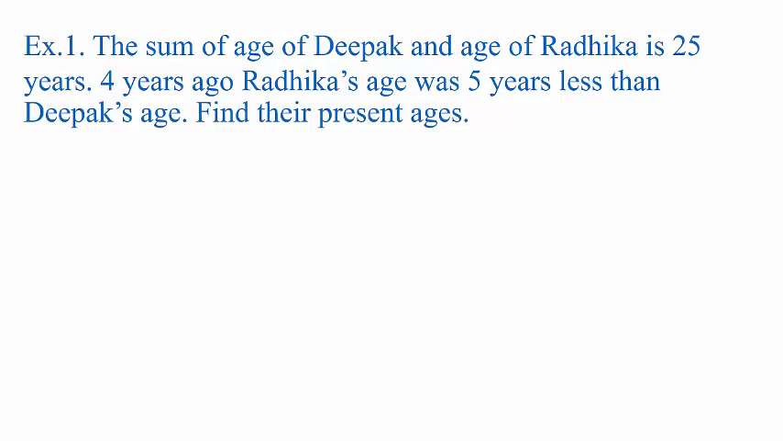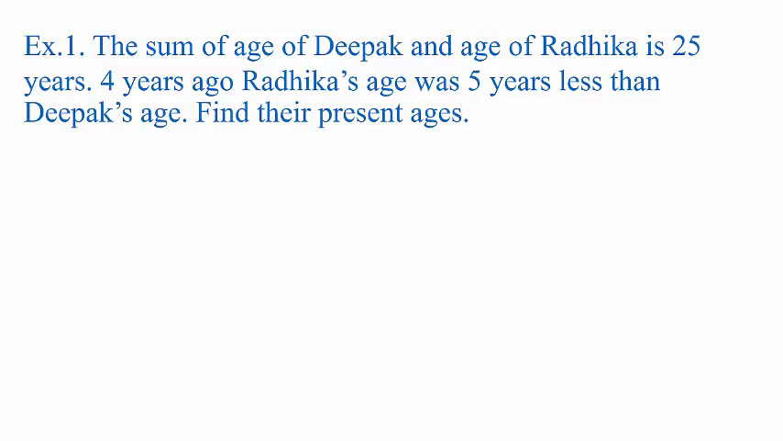The sum of the ages of Deepak and Radhika is 25 years. 4 years ago, Radhika's age was 5 years less than Deepak's age. Find their present ages. In every example, there are two quantities, and we want to find out these two quantities. In this example, we want to find out the present ages of Deepak and Radhika.